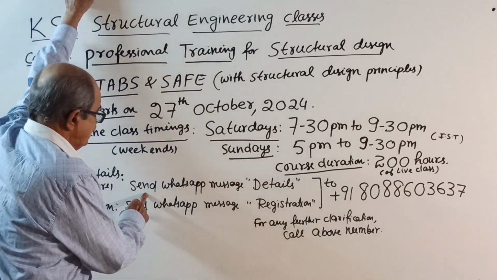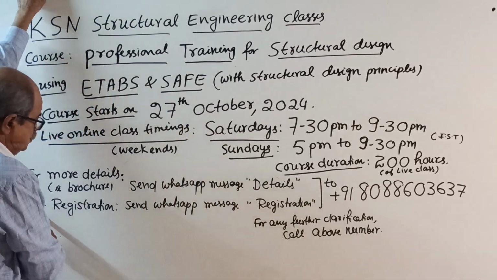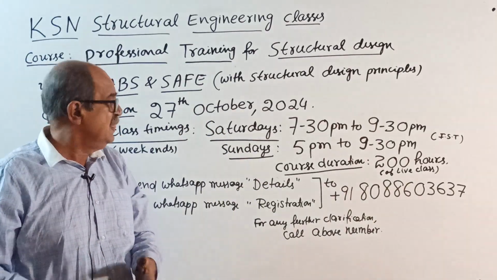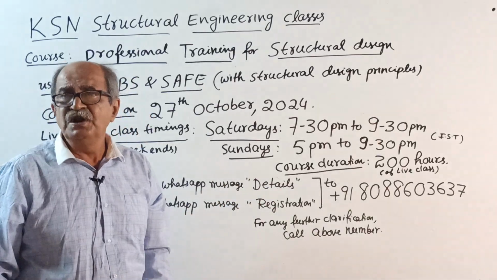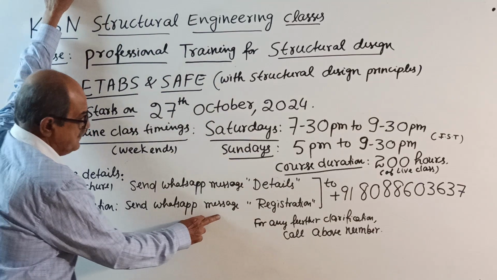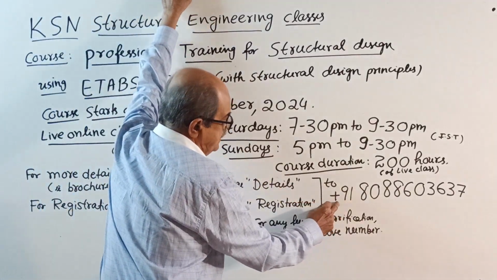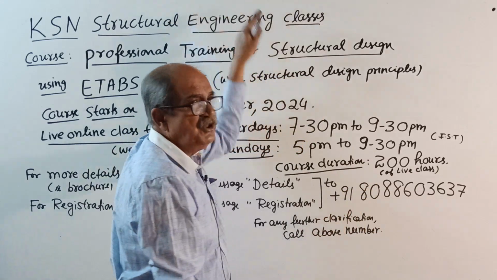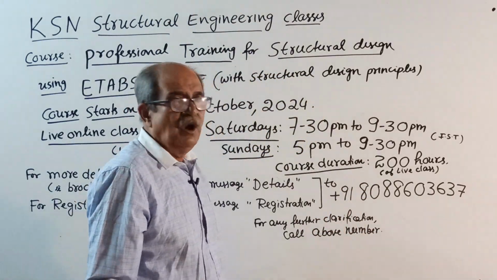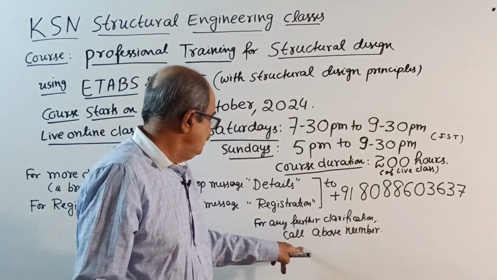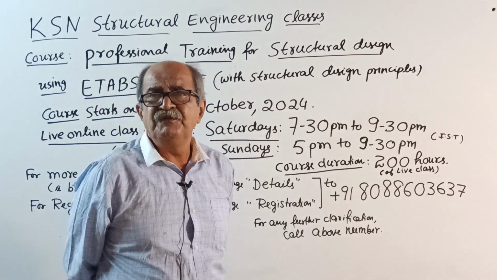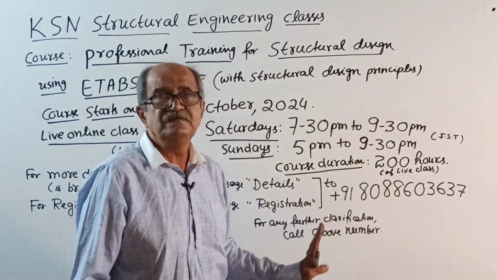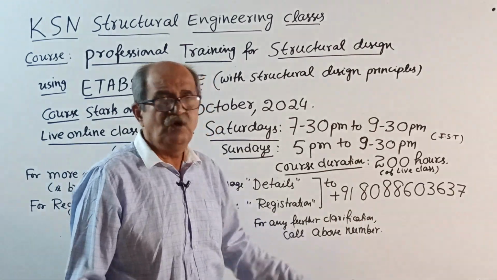So what you can do is send a WhatsApp message for details. Once you decide to join the course, either right now or after going through the details, send me a WhatsApp message, registration, to this number: +91 is India, 8088603667. This is the number for all communication. If you want any further clarification, you can call this number. If I am in the class, I will not receive the call, but I will call you back after the class, after seeing the missed call.